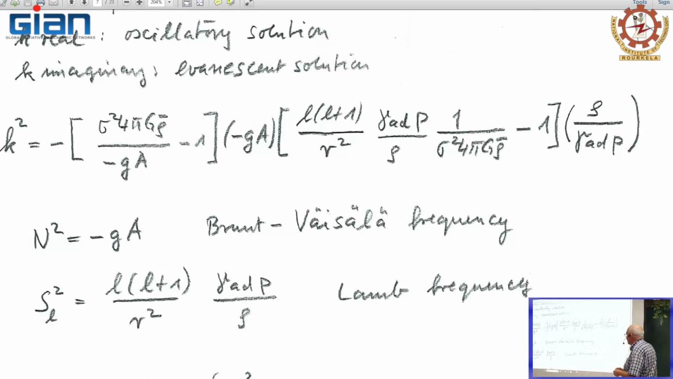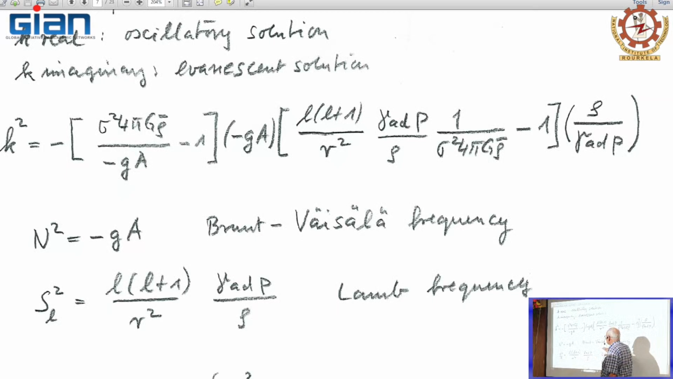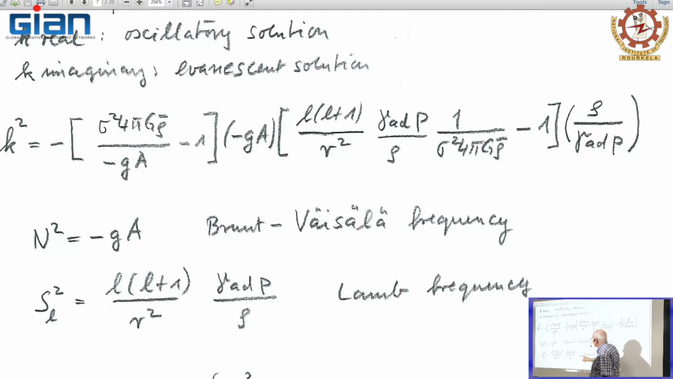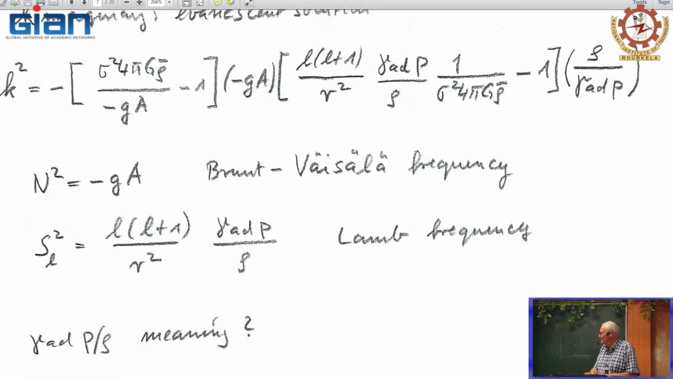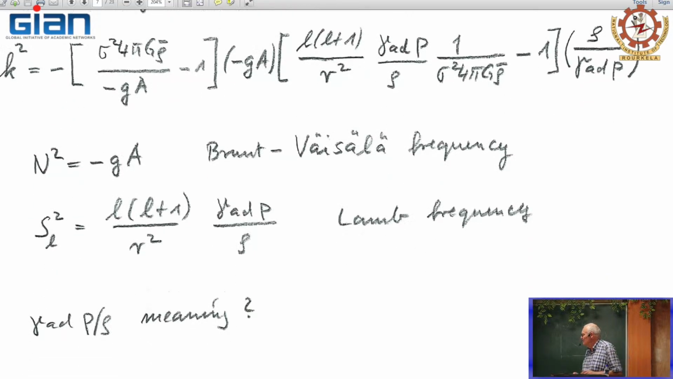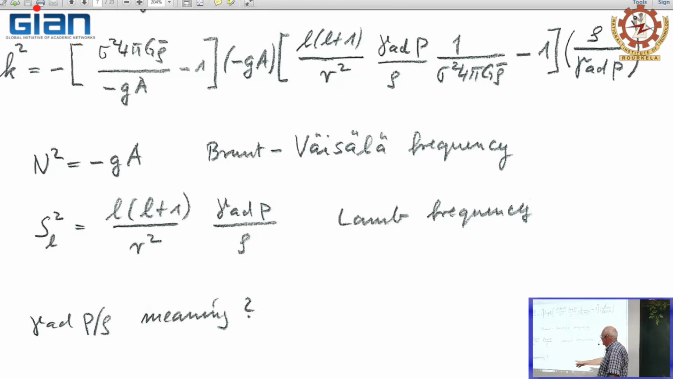So in our dispersion relation, we have the Lamb frequency here. What we have here is the ratio of the Lamb frequency over the frequency we consider, and this here is the ratio of the frequency over the Brunt-Väisälä frequency, which appears in the first bracketed term. Okay, so that's the definition we use. I already said gamma adiabatic times P over rho is simply the sound speed squared.